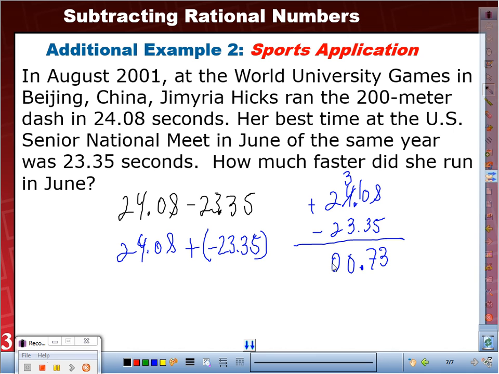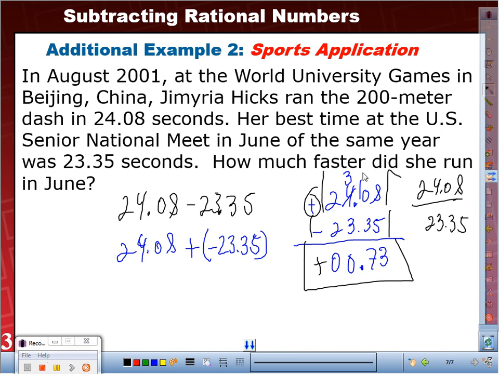So, absolute value 24.08 is 24.08. Absolute value negative 23.35, 23.35. Which one is greater? 24. And what was the sign? Positive. So, it says, how much faster did she run in June?